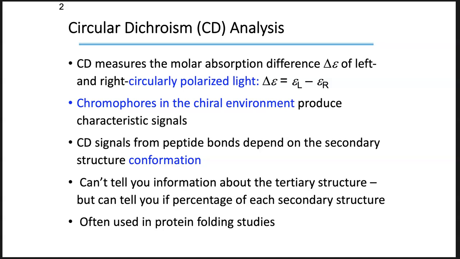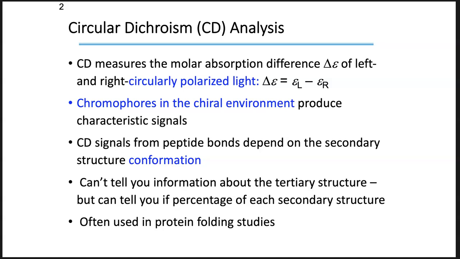This uses the difference between the left and right-handed polarized light, which looks at the chiral environment that is produced by chromophores. In this case, the chromophore would be your protein. If you remember, when we talked about amino acids, each amino acid is chiral. It either has a D or an L form, or RS, whichever convention you use. That means that they will rotate polarized light in a different way depending on if you have the D or the L form of the amino acid.